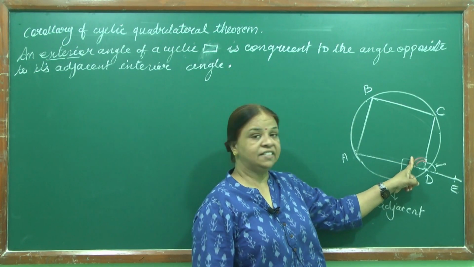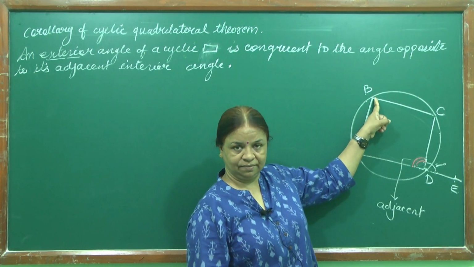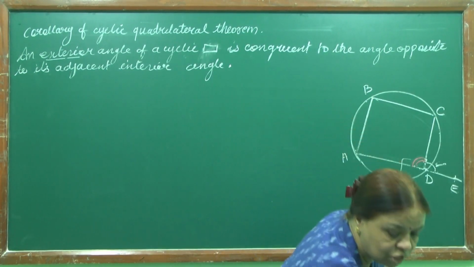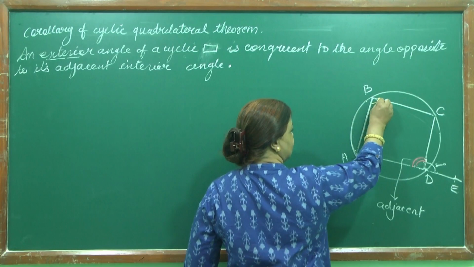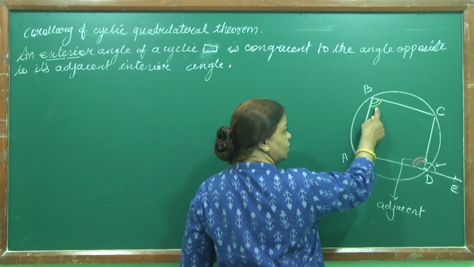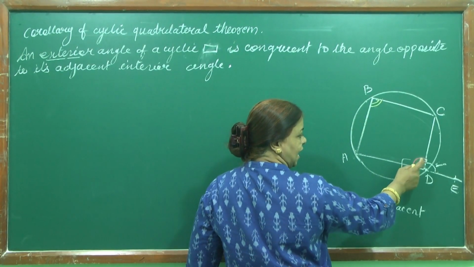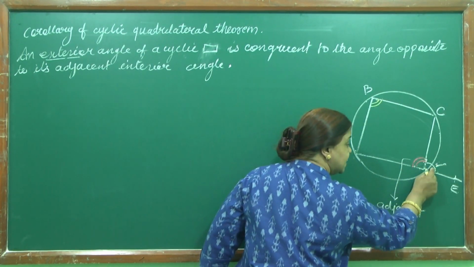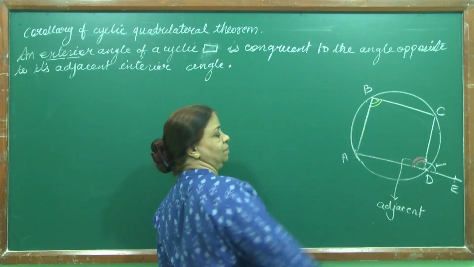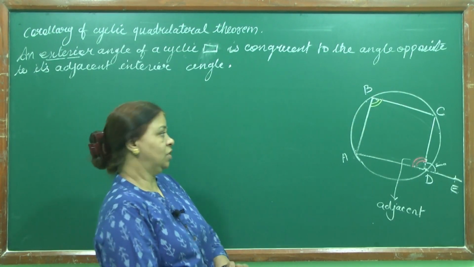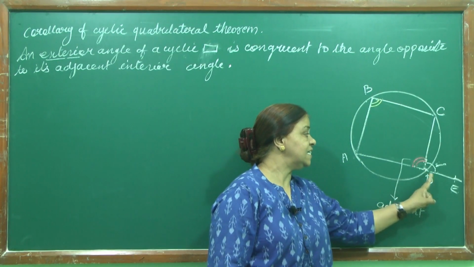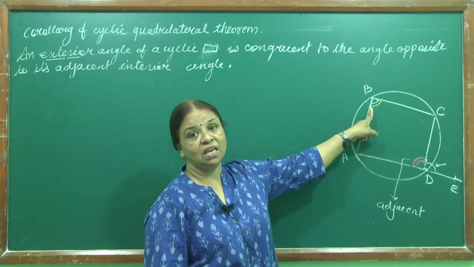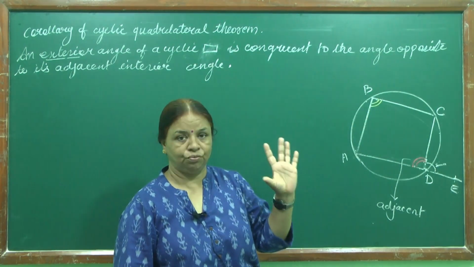Now opposite to the adjacent angle is which angle? This angle. Clear? So here I'll use yellow color for it. This is your angle which is opposite to this angle, and this angle is adjacent to your exterior angle. So your exterior angle is equal to angle B. This is what you want to prove. Your exterior angle is CDE and angle CDE is equal to angle B.